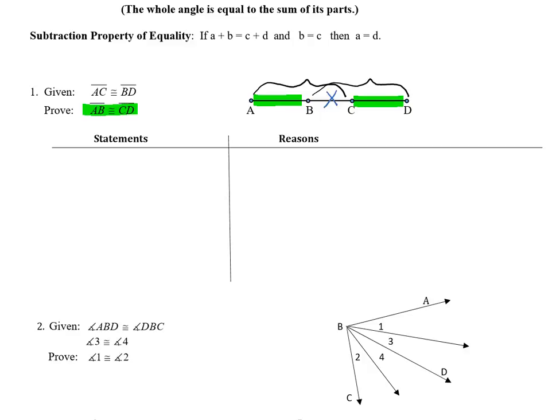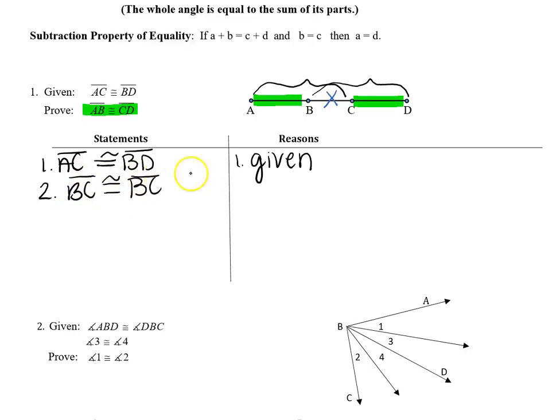Okay, so my first step here, obviously, is writing my givens. And like I said, I know that BC is going to be the shared part between these whole segments that I know are congruent. So BC is congruent to BC, and that's just by the reflexive property.